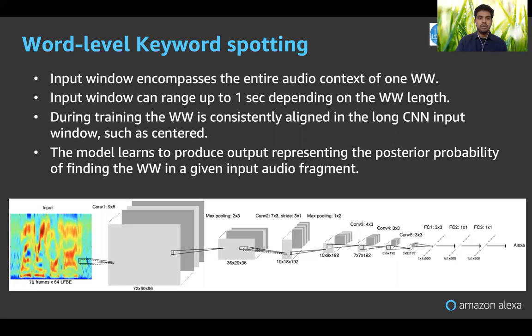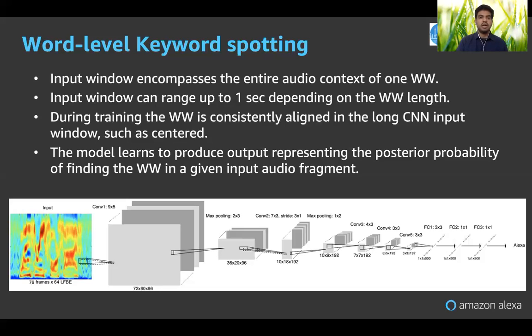Now let us go into explaining what word level keyword spotting is. As the name suggests, this is a neural network which takes in the entire context of a keyword or a wake word. So the input can range up to a second depending on the wake word length. During training, the wake word is consistently aligned in the long input window, such as the center. As explained, the model learns the probability of the presence of the wake word.